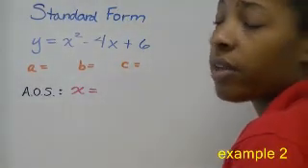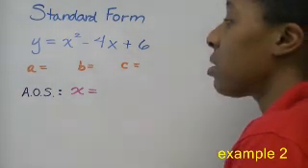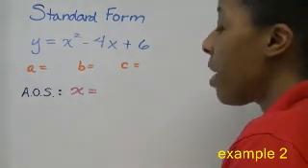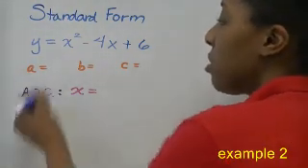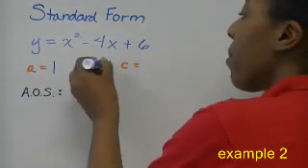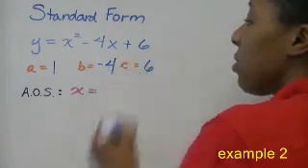Here's another quadratic function. y equals x squared minus 4x plus 6. Again, let's identify our a, b, and c values. Our a value will be 1 in this case. Our b value is negative 4. And our c value will be 6, positive 6.